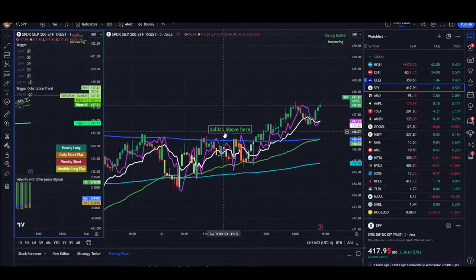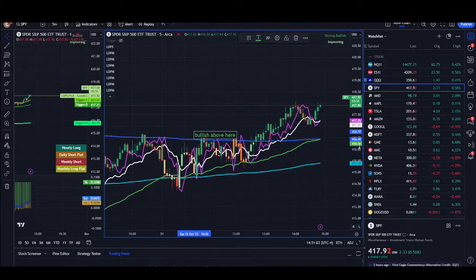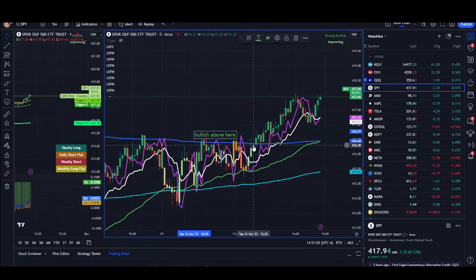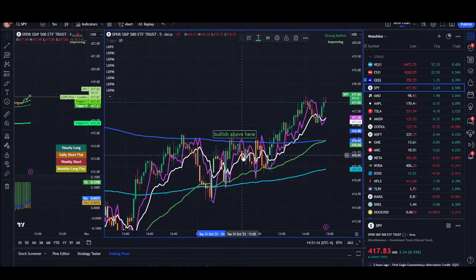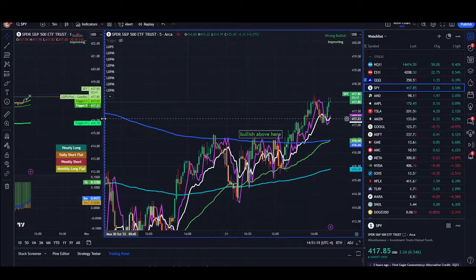So you can see SPY bullish above here, 1451, the daily LDPM. You can see once price broke above the daily LDPM, price was able to rocket to the upside from 416.40 all the way up to 417.92 so far. So you can see the daily LDPM is a very powerful acceleration level.